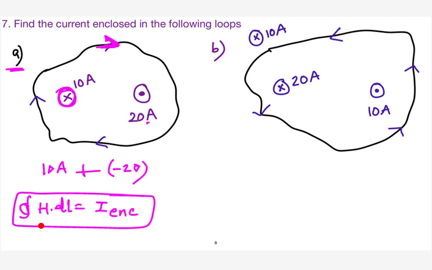Right now, in this particular loop, there are two currents enclosed. Which one to consider positive and which one negative depends on your right hand rule. When you match the thumb inside, it is matching the loop. So whichever current is into the plane, you should consider it positive, and whichever current is outside the plane, you should consider it negative. That is the reason why the answer is 10 ampere plus minus 20. You are going to get minus 10 amperes. So the same thing, can you do it for the second one and tell me? Second question.